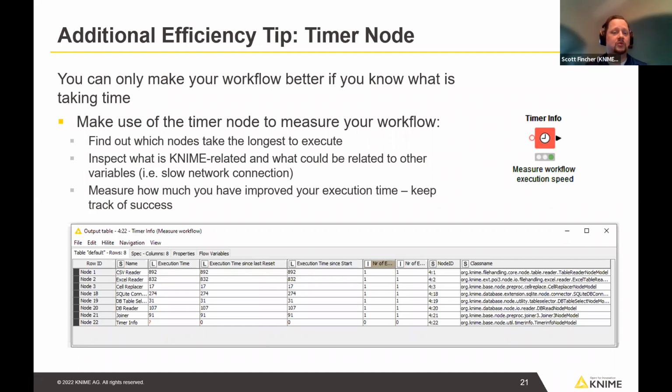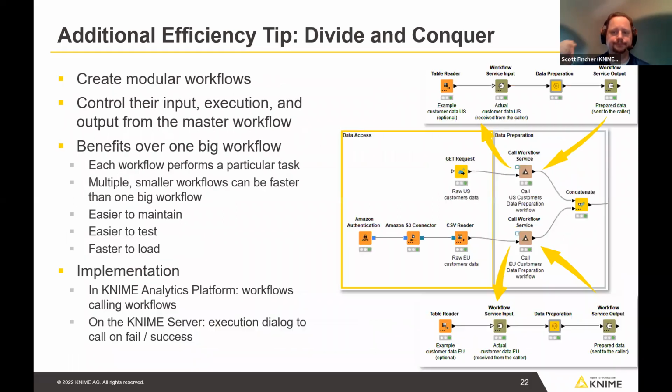Am I trying to access a remote resource, and for whatever reason, the network connection to that is spotty, and that's what's slowing things down? Maybe it's not KNIME at all. The timer info node can help you get an idea of where those bottlenecks are so that you can focus your attention to do something about them. So if you get in the habit of using this node early on, this will give you an idea of where those bottlenecks are.